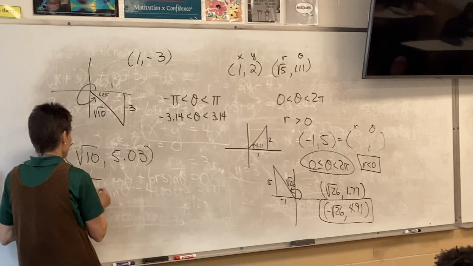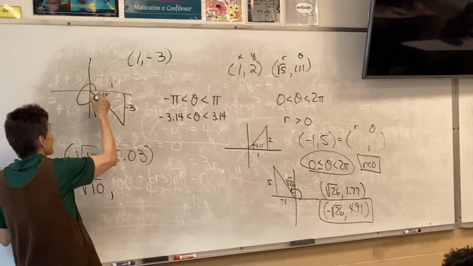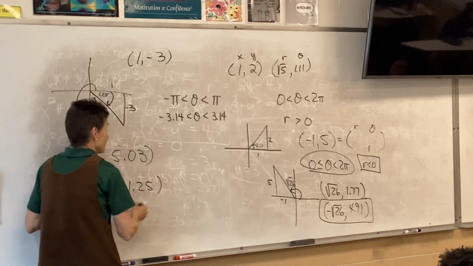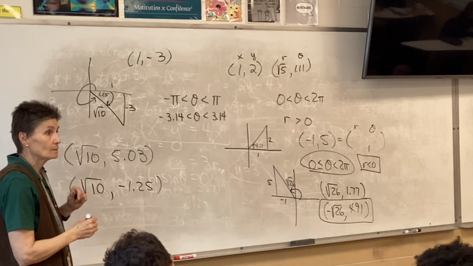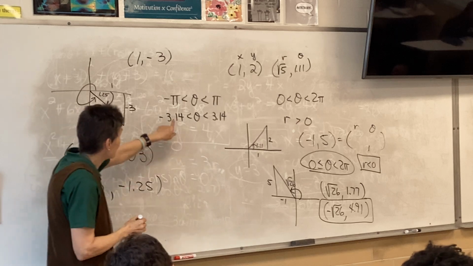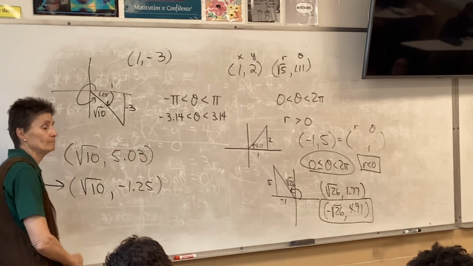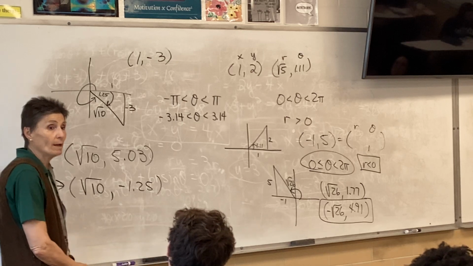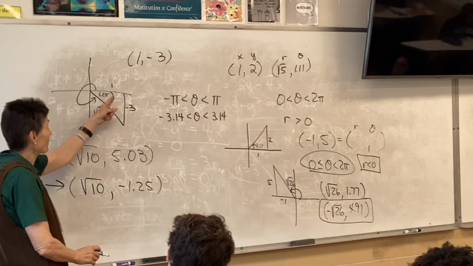I'm going to leave this √10. But instead of doing this angle, what if I did this one? -1.25. Would that work? Is that between where I need it to be? Okay, so there's an answer. Now, would you subtract 2 pi? What? I just used my reference angle negative.